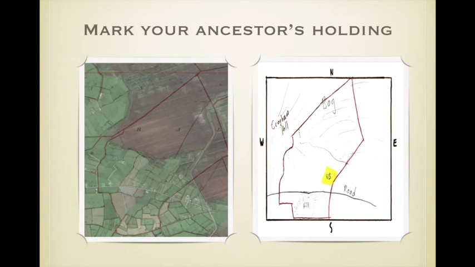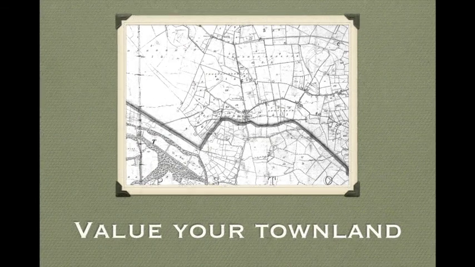The last thing we're going to do with our sketch here is we're going to draw in where your ancestors' holding fell. And in order to find this, you can use the tenement valuation and the corresponding maps that are available on askaboutireland.ie. So now we're going to play the role of the valuator in our townland. We've identified the geographical features, and we're going to start to think about the value.